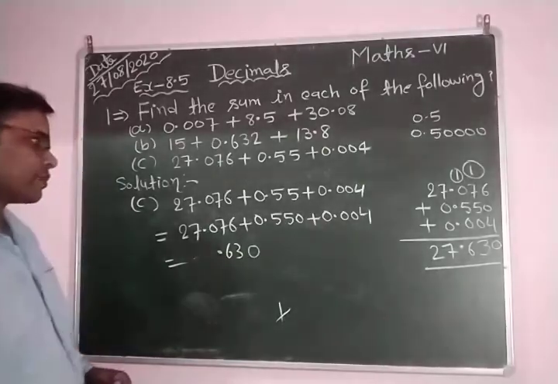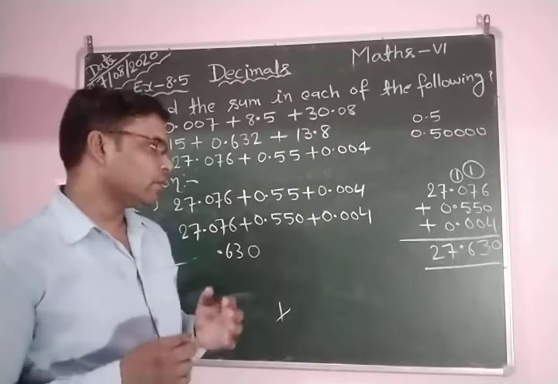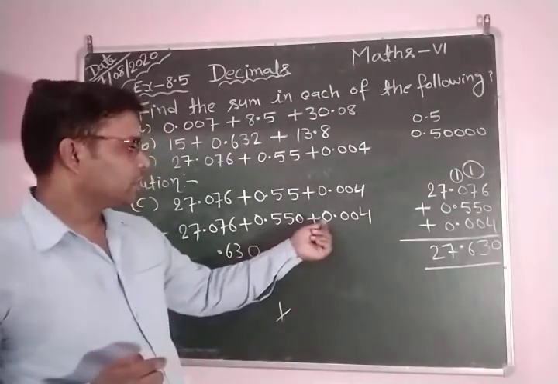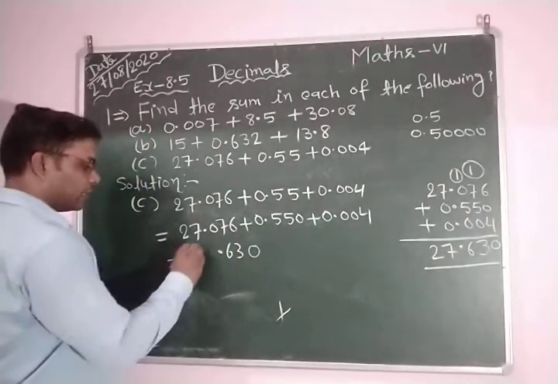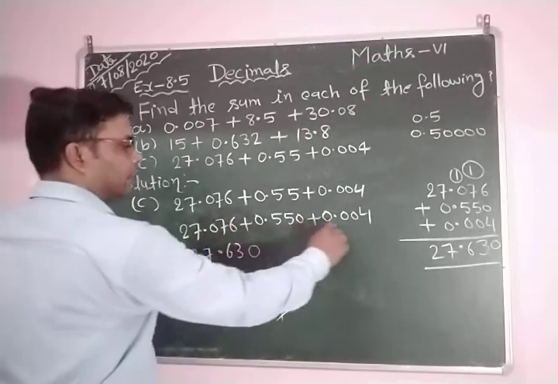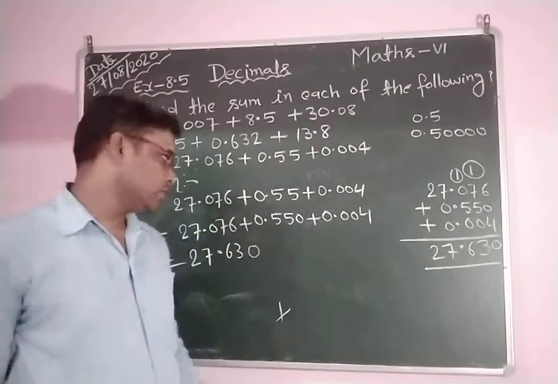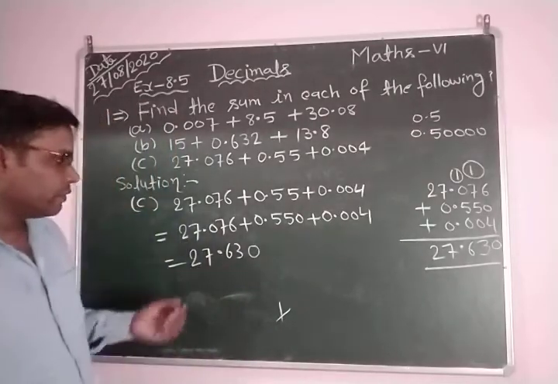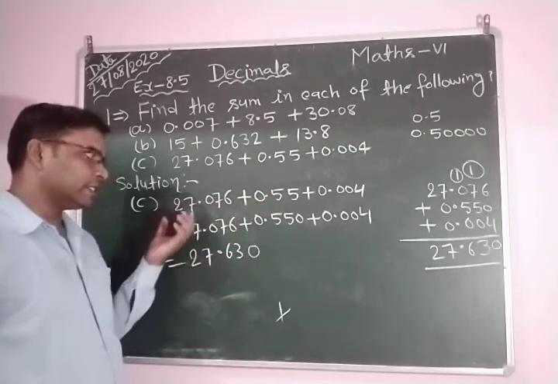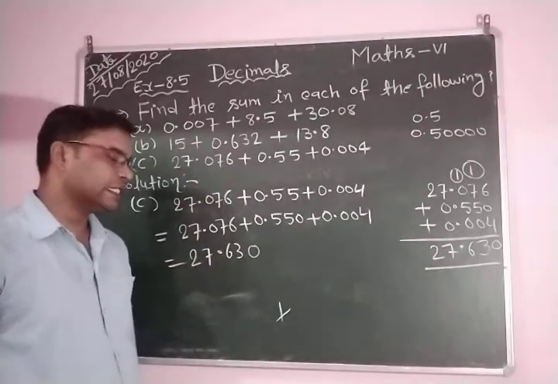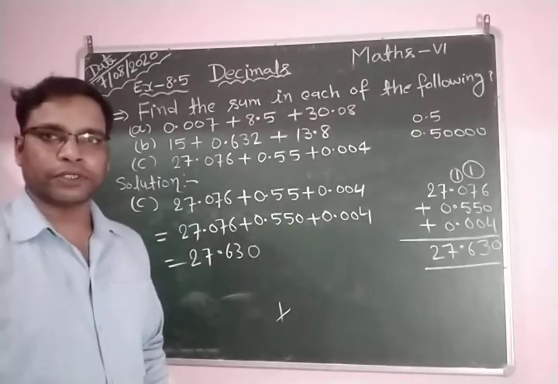Now this is clear, and now we are going to add the ones place digit. Here the ones place digit is 0, here 0, here 7. So you can write here 27, because the other decimal numbers have no ones digit or tens digit. So you can write here 27 as it is. So in this way you can see the sum of these decimal numbers is 27.630. So students, I hope all of you understood this question.